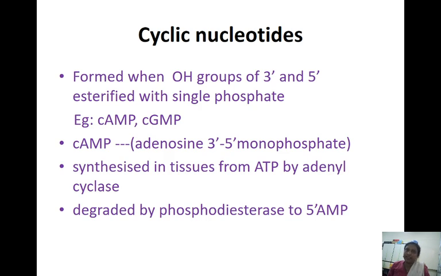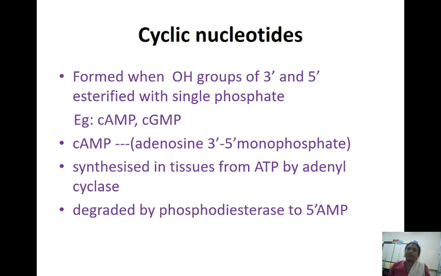Normally in nucleotides, either the 3' or the 5' hydroxyl group may be esterified with phosphoric acid. But in the case of cyclic nucleotides, the OH groups of both 3' as well as 5' esterify with the single phosphate group. That results in the formation of a cyclic structure, which is known as a cyclic nucleotide.